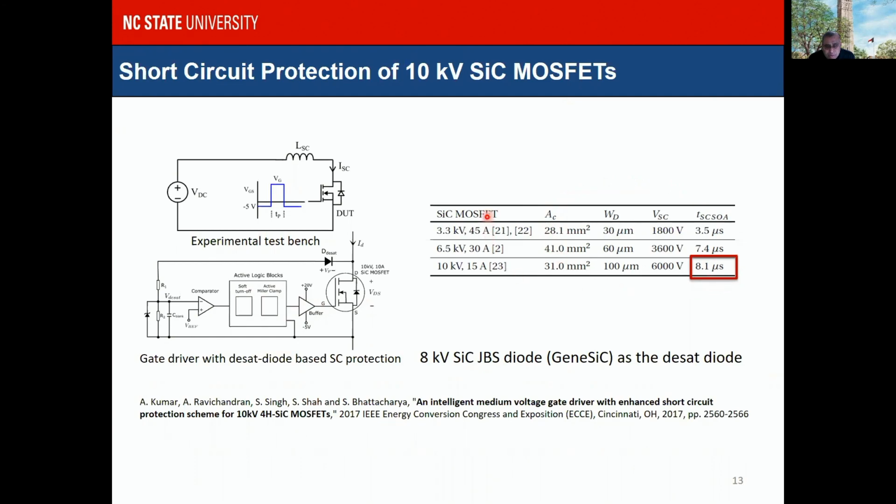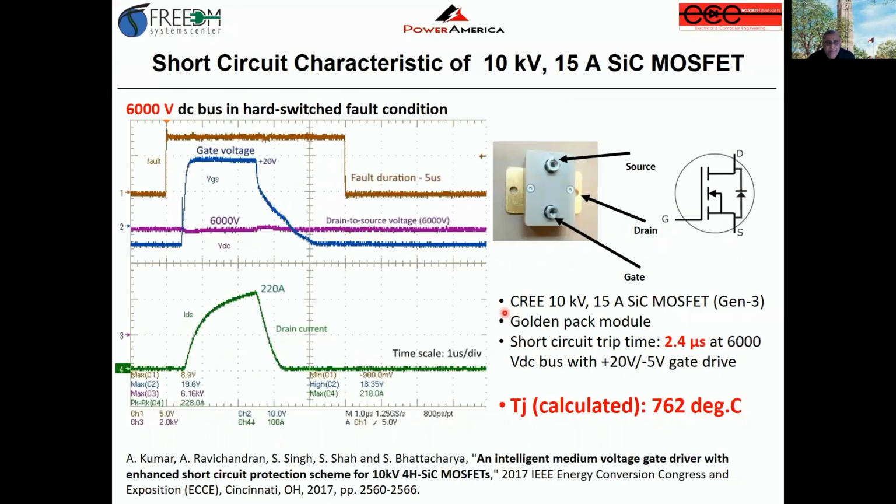Now, from our experiments, we have done all these for all the devices from 3.3 kV all the way to 10 kV and even up to 15 kV MOSFETs and 15 kV IGBTs. We can actually then figure out the short circuit SOA. So for example, for the 10 kV device at 6 kV, we have around 8.1 microseconds of short circuit SOA.